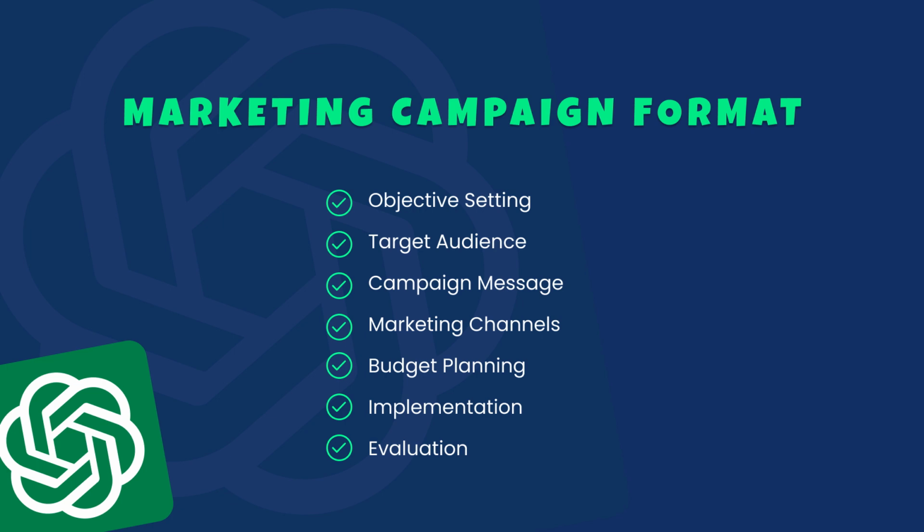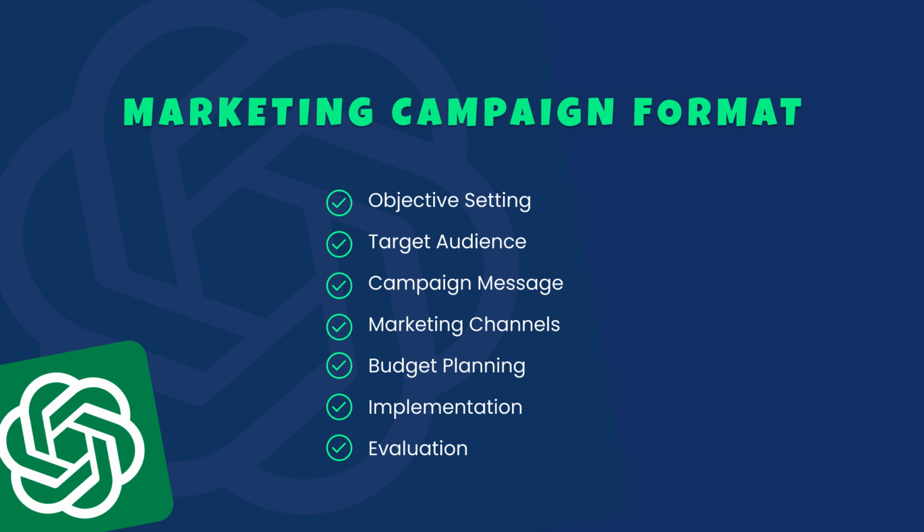Number three, campaign message. Develop a compelling message that resonates with your audience. This is where creativity comes into play. The message should be tailored to your audience and aligned with your campaign objectives. Number four, marketing channels. Decide on the most appropriate channels to reach your target audience. This can depend on where your audience spends most of their time, the nature of your message, and your budget.